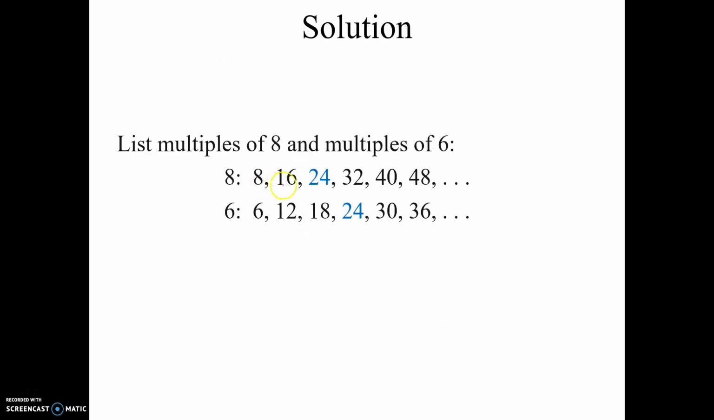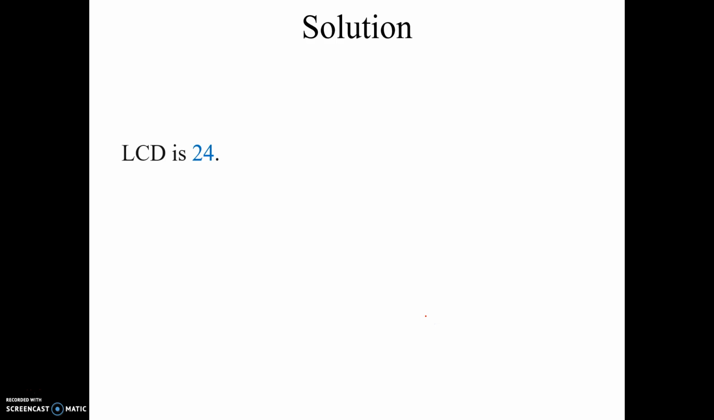If not, we list all the multiples of 8 and all the multiples of 6 until we find a number that's common to both. Because we know that these are numbers that 8 can go into, and these are numbers that 6 can go into. You want to find the least common denominator, which means the lowest number that both 8 and 6 can go into, which in this case is 24. So our LCD is 24.